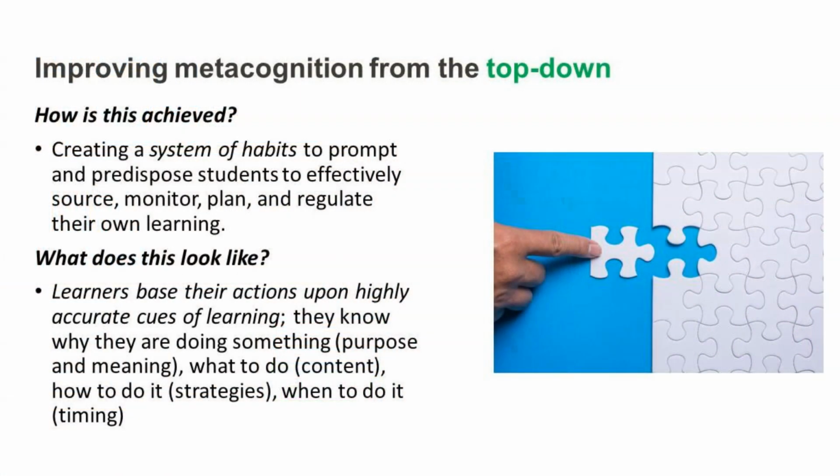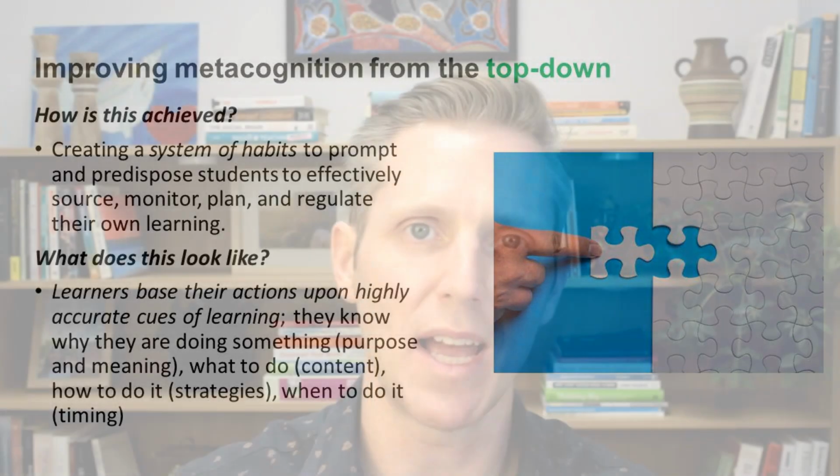Now, I've spoken a little bit in general terms here. Let's dig down into some more concrete steps about what you can do to improve metacognition in the classroom. One of the top-down approaches that I would recommend is to create systems of habits to prompt and predispose students to effectively source, monitor, plan, and regulate their own learning. That's a culture that you create in your classroom. You cultivate those habits with your students.